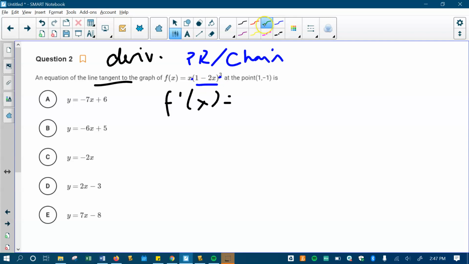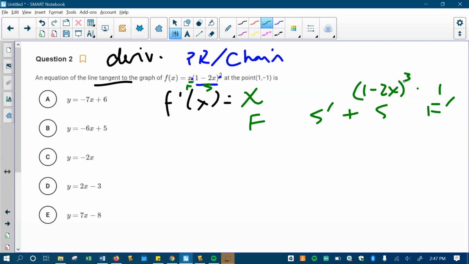So let's set up a product rule first: first times second prime plus second times first prime. x will be f, and this one will be s. So we have x and a 1. I'm going to hold off on the s prime, but this one is going to be 1 minus 2x cubed.